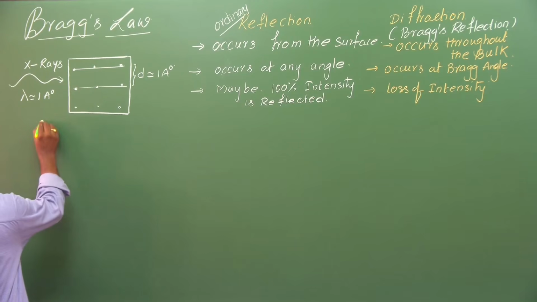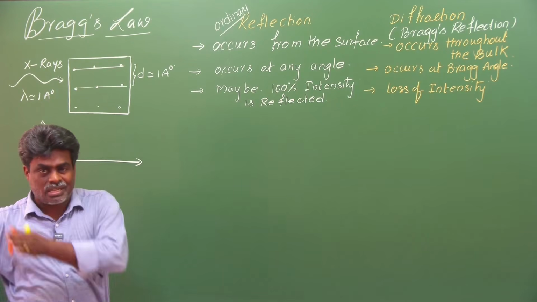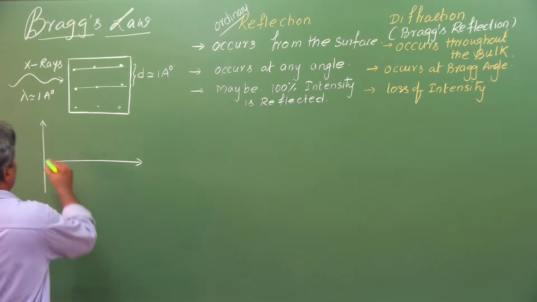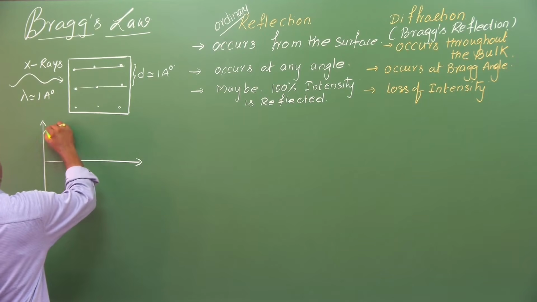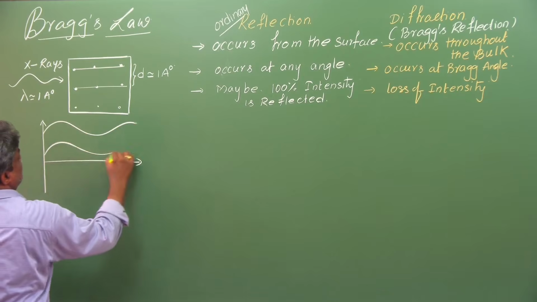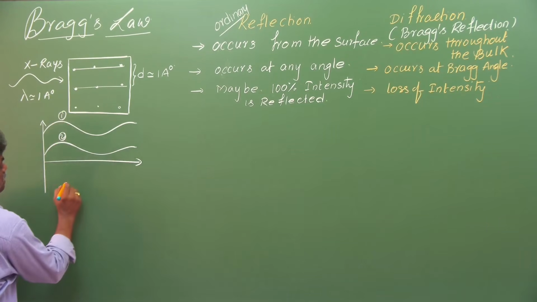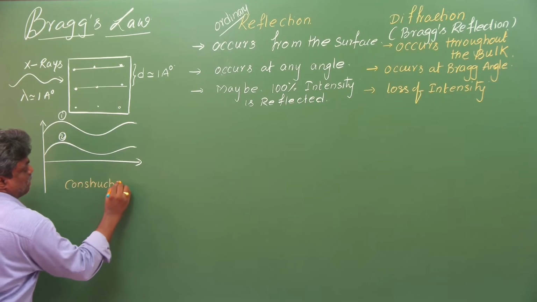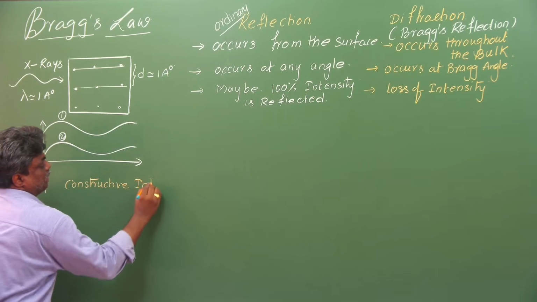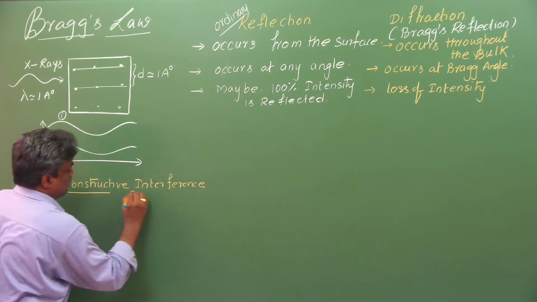So here I am taking X-rays. You are not sending only one X-ray, you are sending a beam of X-rays. So let us suppose here we have a beam of X-rays. Let us say this is one beam, and this is another beam. Could you please tell me what is the condition for constructive interference? Wait a minute. Constructive interference, please try to recollect.